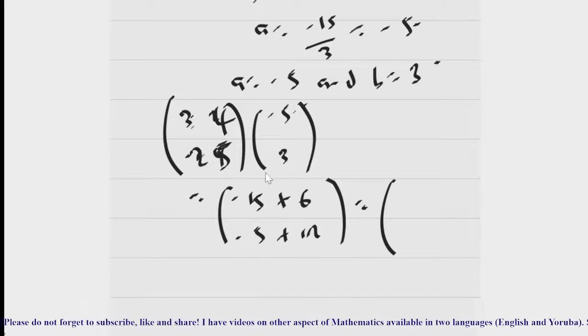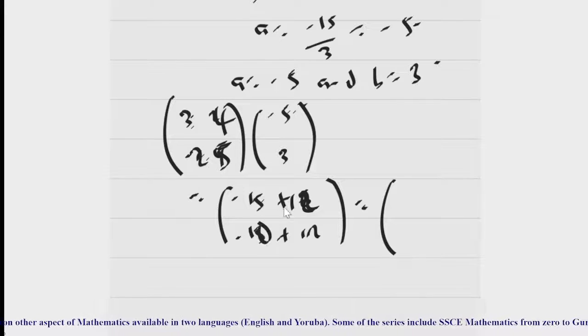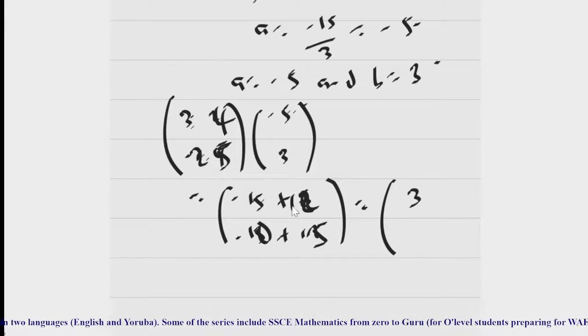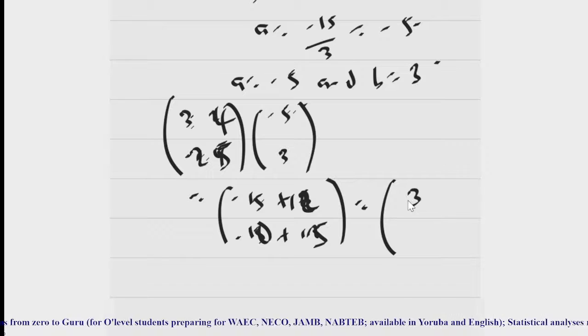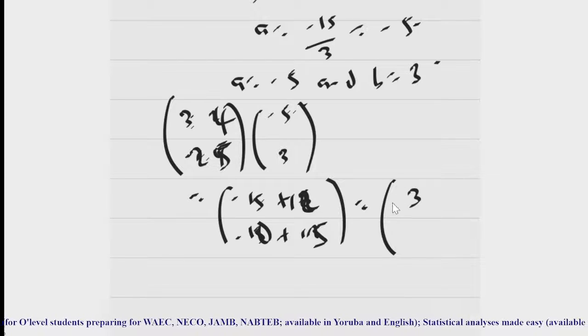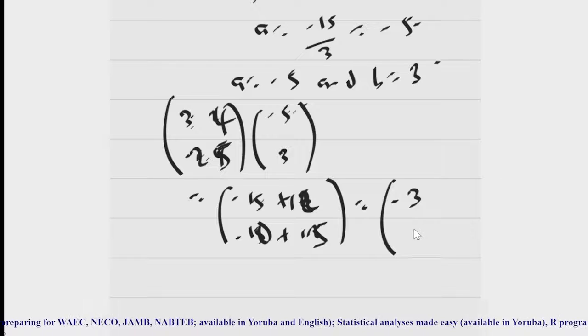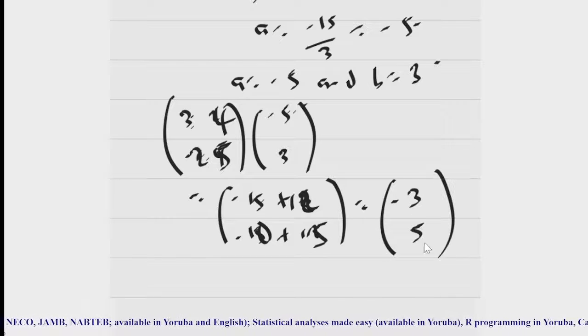So 3 times minus 5, that's minus 15. Plus 4 times 3, that is 12. So 2 times minus 5, that is minus 10. Plus 15. Minus 15 plus 12 give me what? So minus 15 plus 12, that's minus 3. Minus 10 plus 5 is what? Minus 10 plus 5 is 5. So you can see we have minus 3, 5.